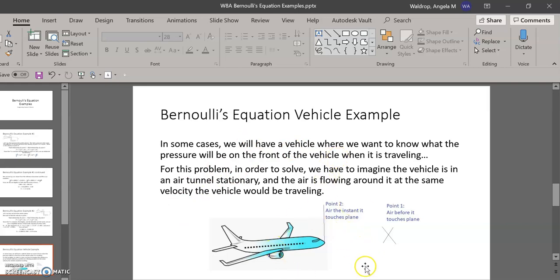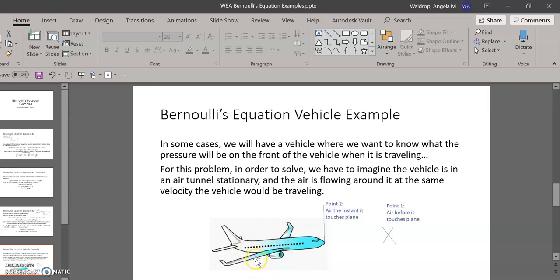In order to solve these problems, we have to imagine that the vehicle is in an air tunnel, that it's stationary, and that the air is flowing around it at the same velocity the vehicle would be traveling. So we're pretending this, because that's really the only way that we can set up this problem to solve for that pressure. So this vehicle, in this case, it's a plane. It could be a car. It could be a water tank. It could be a submarine. It could be a boat. It could be many different things.